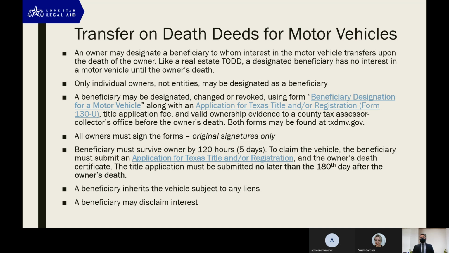All owners of the vehicle have to sign the form. So if you and your spouse or your child jointly own a vehicle, make sure all of the owners of the vehicle sign the forms. And these, again, have to be original signatures.